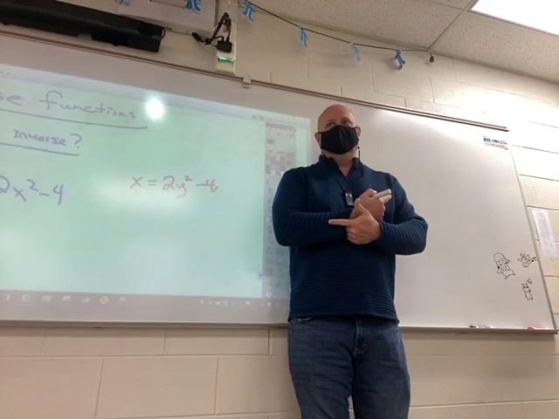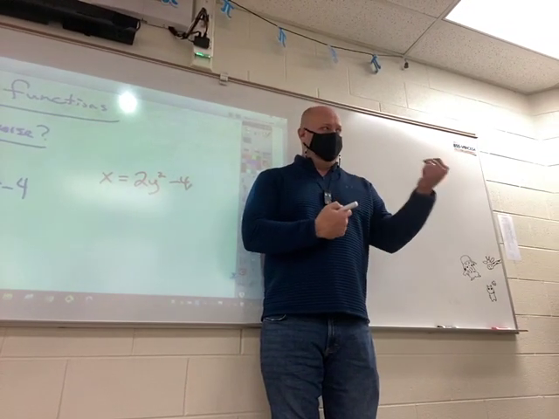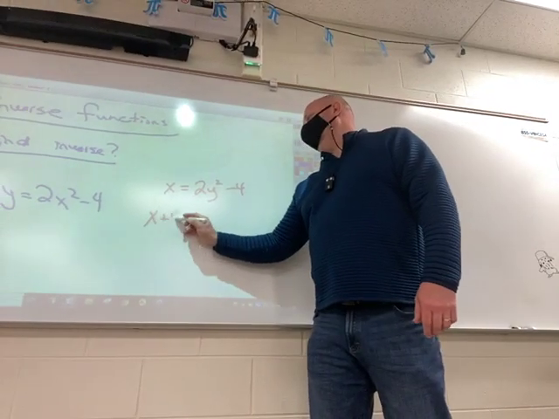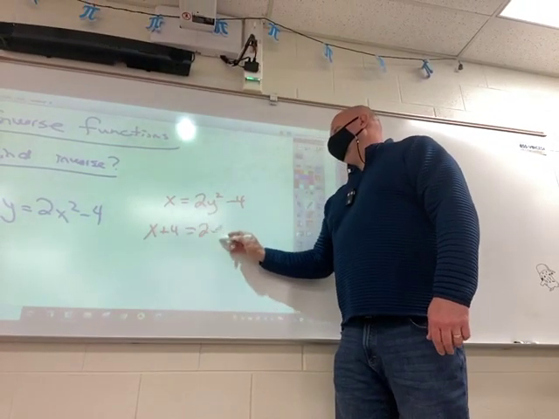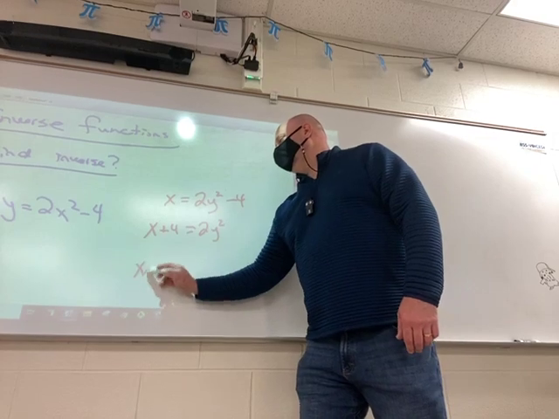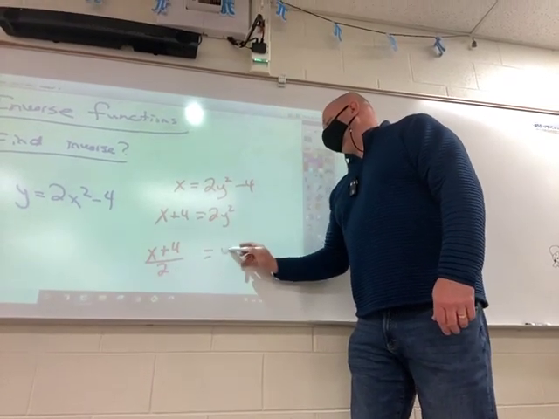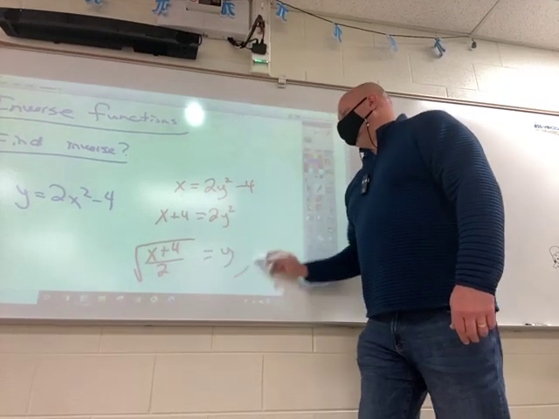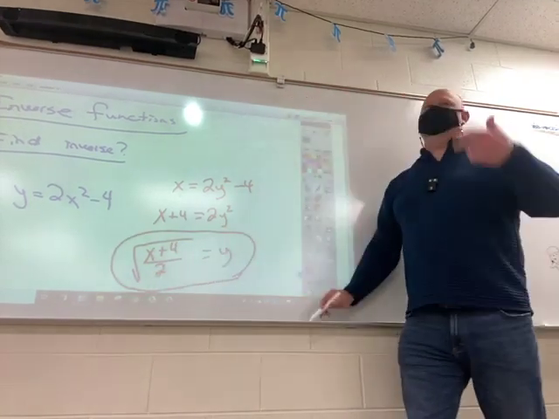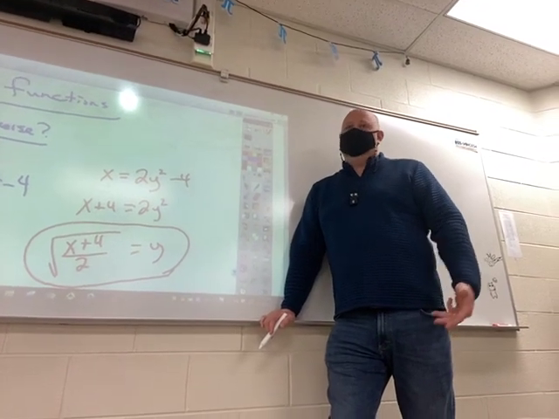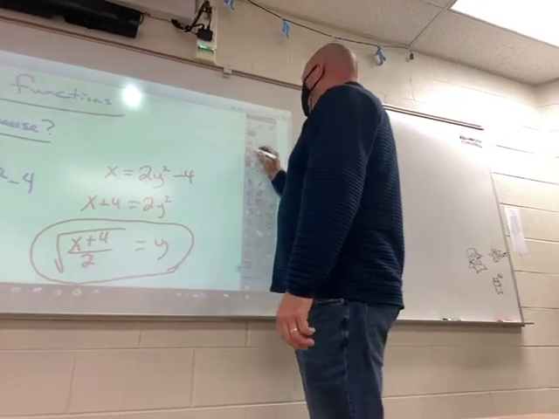What's step 2? Solve for y. So I would add the 4, divide by 2, so it'd be x plus 4 over 2 equals y squared, and then I would take the square root. So this is the inverse function to that. Okay? It is an ugly function. They don't have to be pretty.